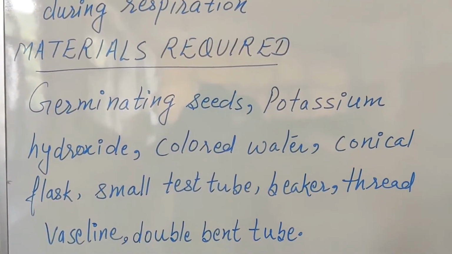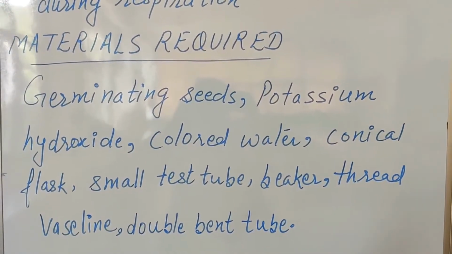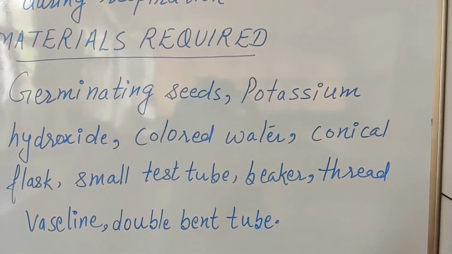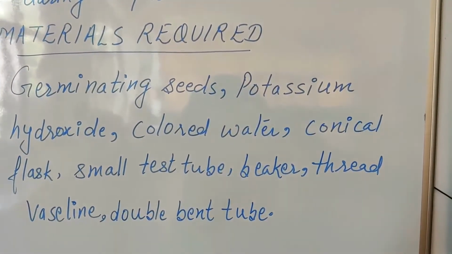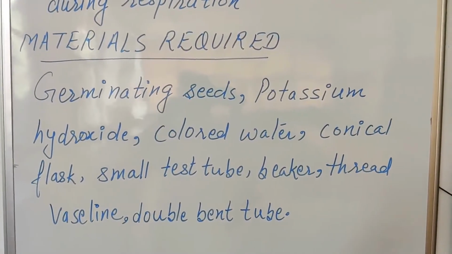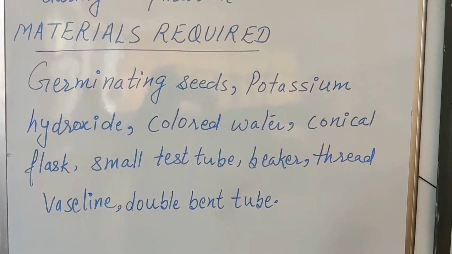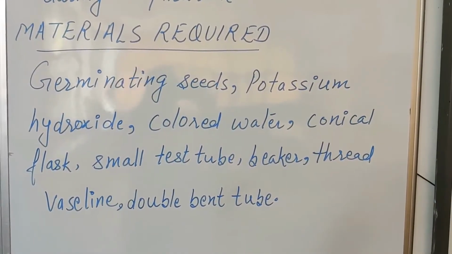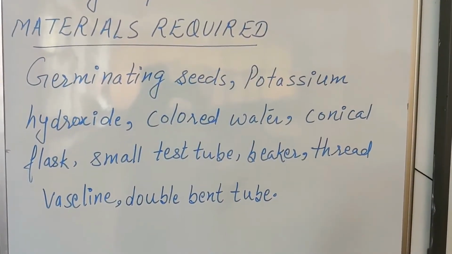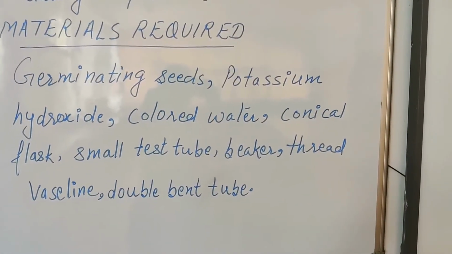First of all, we need the germinating seeds. I have taken bean seeds which have been sprouted for the last 2 days. They are living material and actively respiring. Next, we need potassium hydroxide pellets. They absorb carbon dioxide. We will need colored water in a beaker.